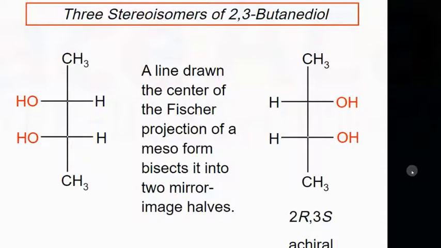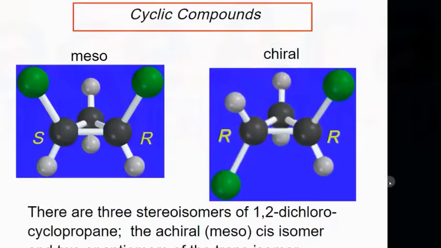See, three stereoisomers of 2,3-butanediol. What do we observe? A line drawn through the center of the Fischer projection of the meso form bisects it into two mirror image halves. That's what we observe. Coming to cyclic compounds, meso and chiral: there are three stereoisomers of 1,2-dichlorocyclopropane, the achiral cis isomer and the two enantiomers of the trans isomer, shown here like this.